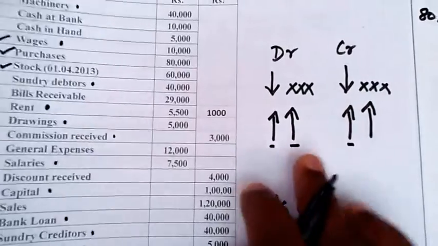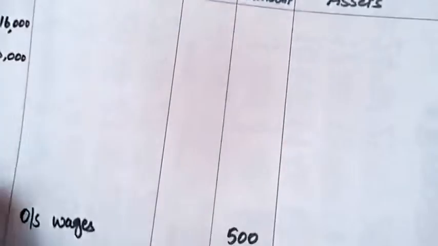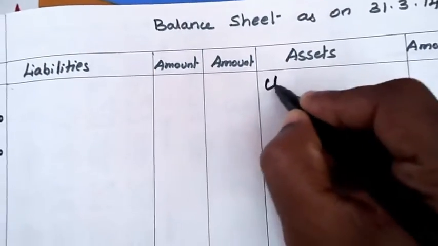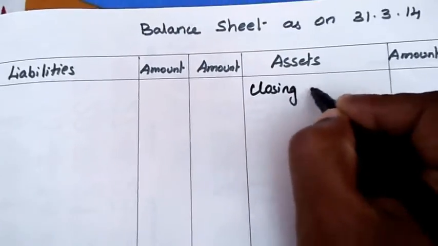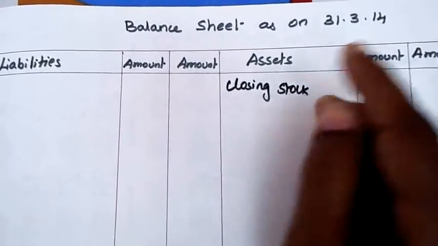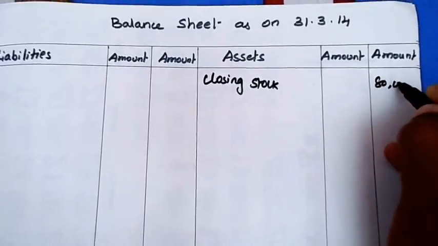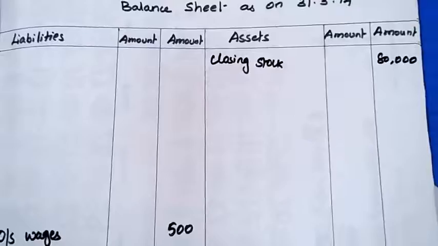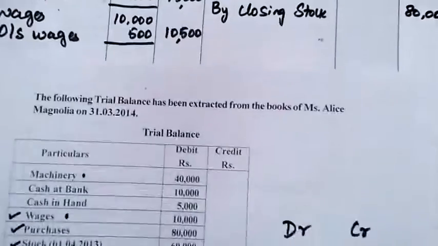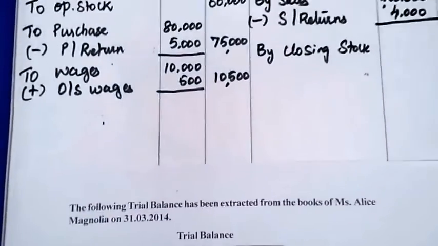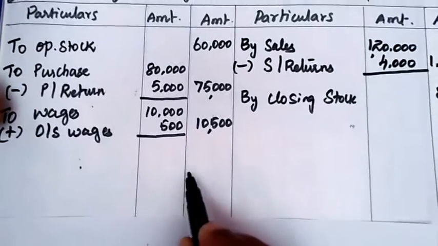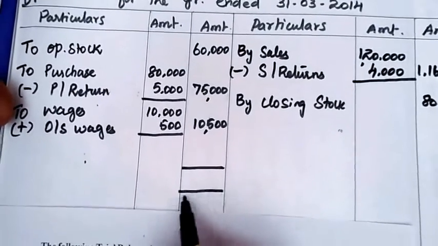Balance sheet, asset side. Now come to balance sheet. Asset side, first item is closing stock. This amount you have taken from adjustment. How much? 80,000. Directly you can enter outer column. So now trading transaction is over. Now you can get the total. Just find the balancing figure.